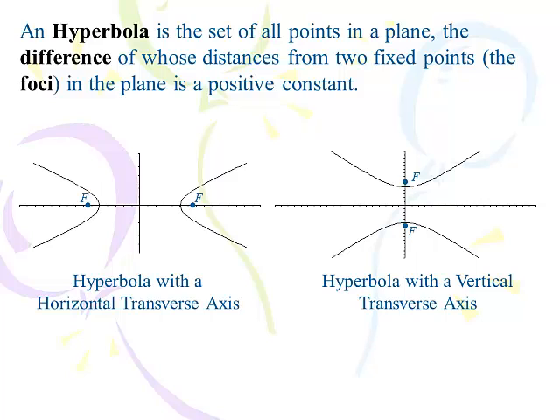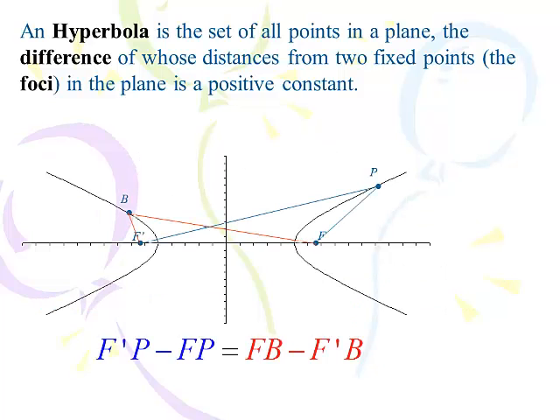And so we have a transverse axis here, and I'll talk about this a little later, and we'll either have a horizontal transverse axis or a vertical transverse axis. Again, the hyperbola is the set of all points in the plane, the difference of whose distances from two fixed points in the plane is a constant. So here I have my two foci marked, point B and point P. And again, the difference of those distances is always going to be the same value. That's not something you really have to know too much about.